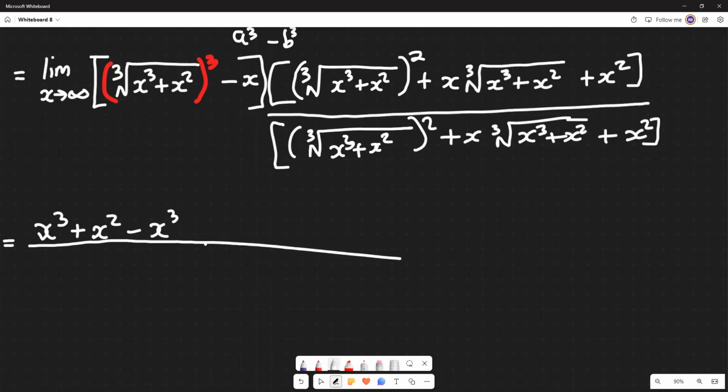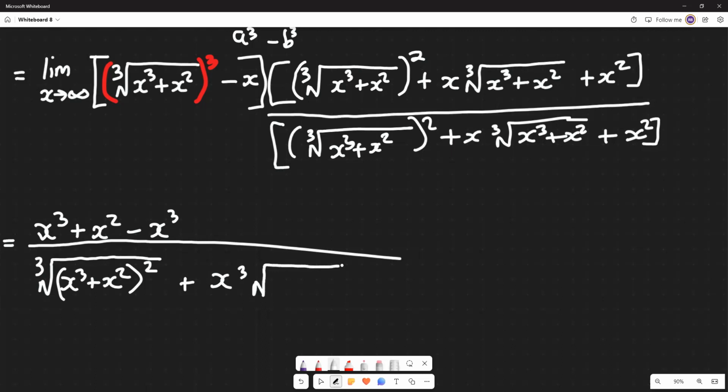And then the bottom. On the bottom, you have a cube root of x cubed plus x squared. That square can come inside, right? Plus x, and then you have a cube root of x cubed plus, oh, there's a cube root there, yes, cube root of x cubed plus x squared, plus x squared. Awesome. Now let's keep on going.